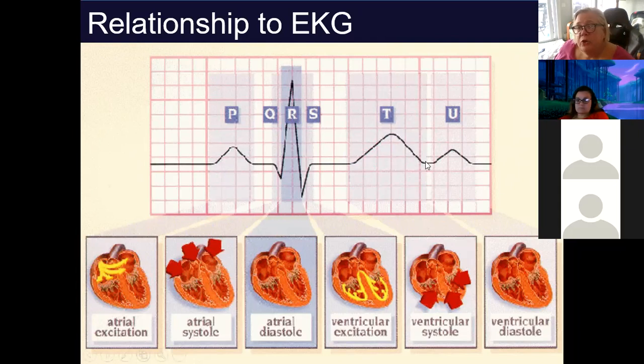And then the U wave, which I'll tell you, U waves can be very difficult to see. They can be very subtle on EKGs, but if they're there, they represent ventricular diastole or ventricular rest.